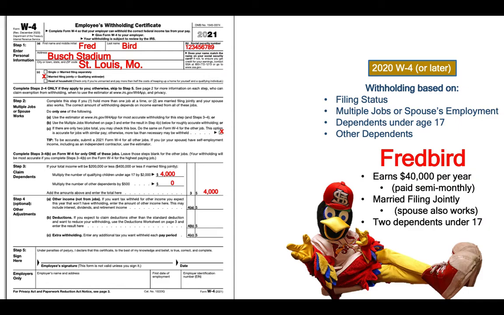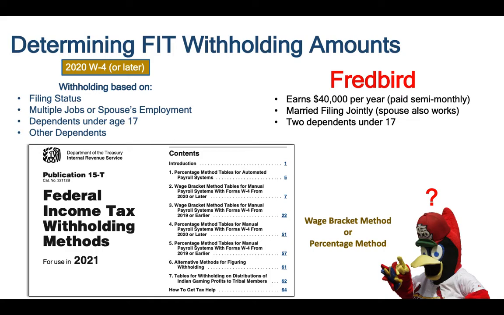Step 4, other additional withholding information, we are going to leave that blank for this illustration. So this W-4, again, quite different, does not include allowances, right? And so we have a different set of tables to go through, but we still have the same general methods. In this case, we have the wage bracket or the percentage method, for manual payroll systems with Forms W-4 from 2020 or later. Therefore, we have sections 2 and 4 to look at rather than 3 and 5.